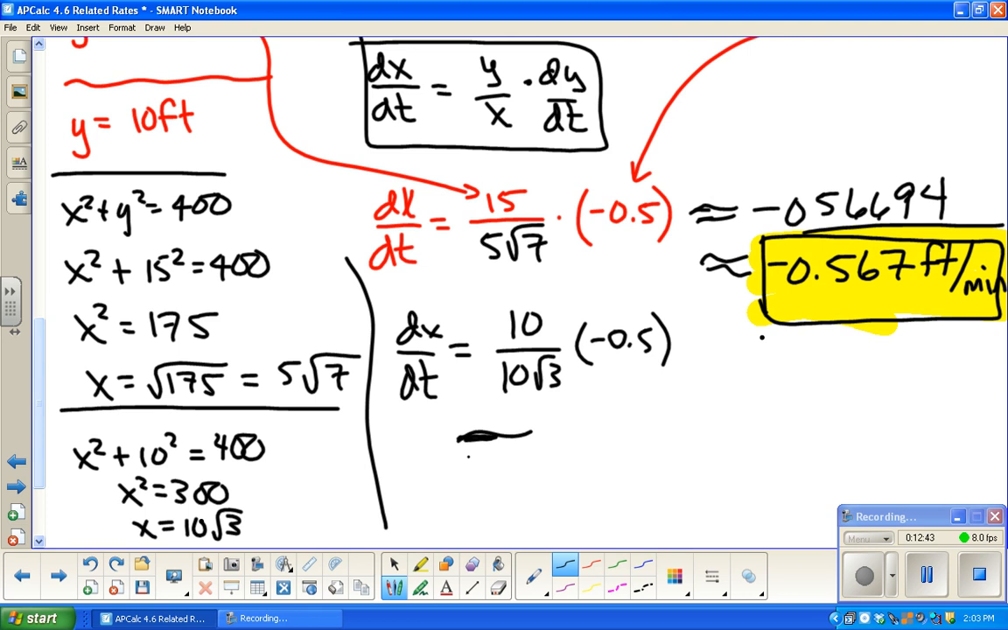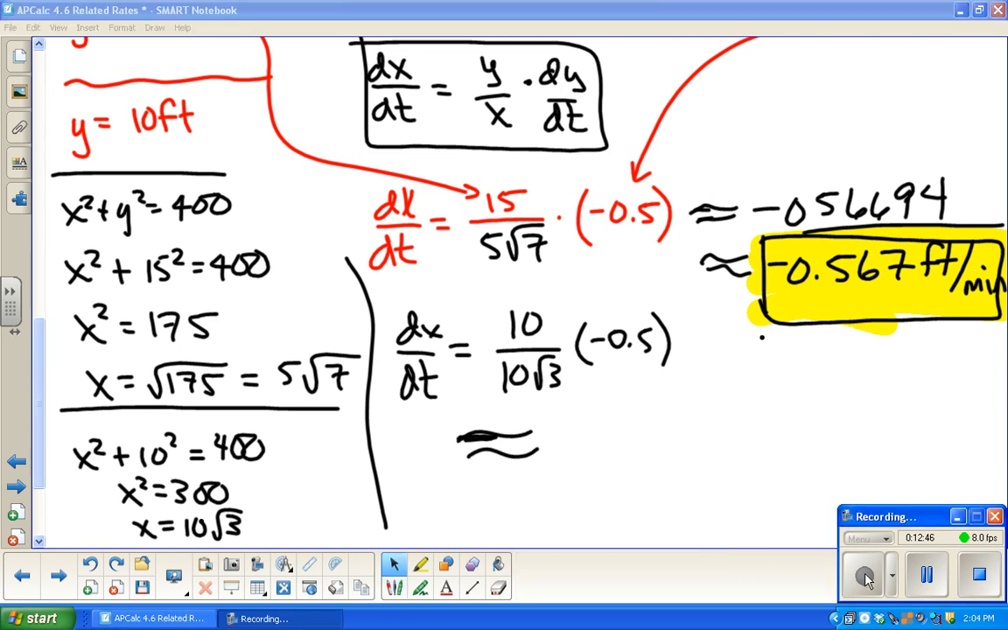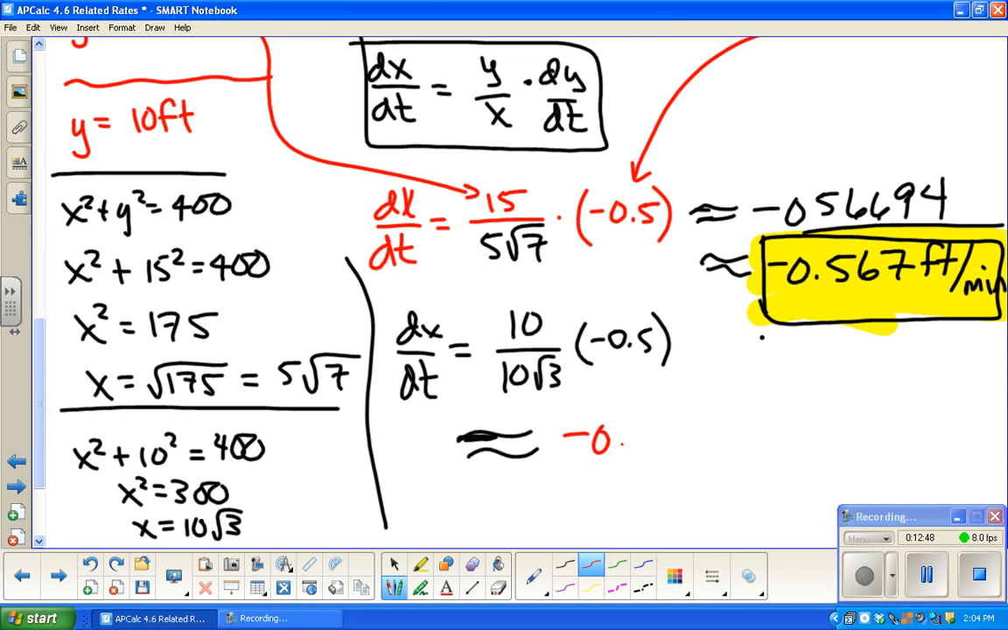Okay, so I'm going to approximate this, and that is negative 0.2886, whatever. So negative 0.289, and again, that's feet per minute.